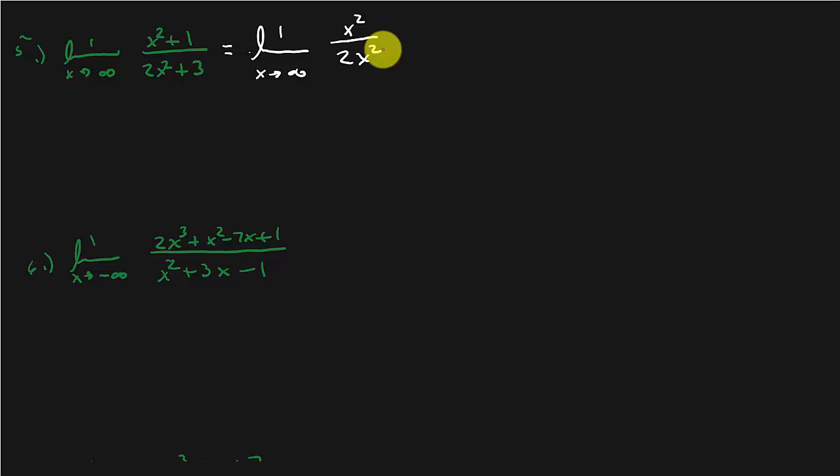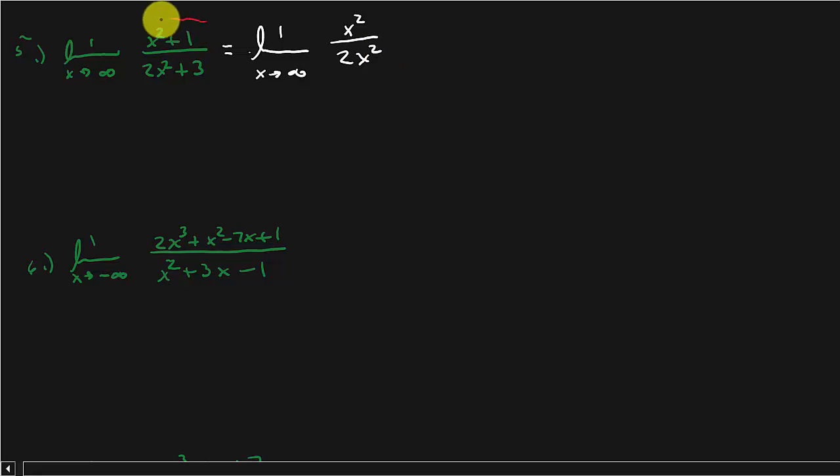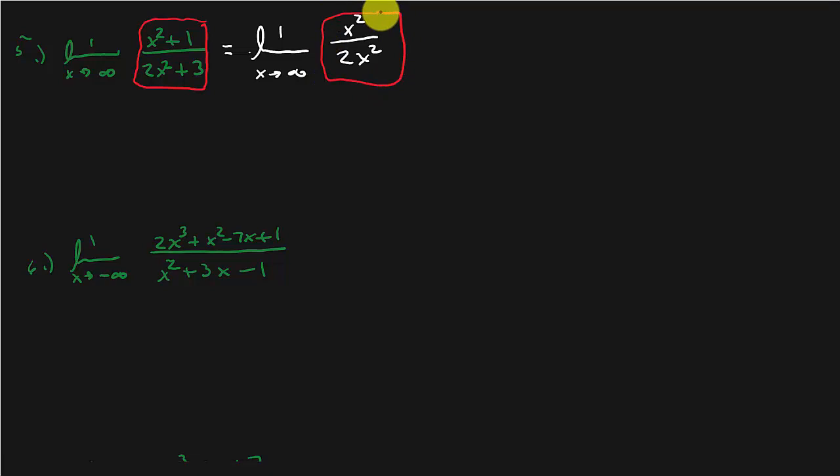Now, what I want you to understand is I am not saying that this is equal to this. I'm not saying that. What am I saying? I'm saying their limits are the same. I'm not saying the functions are the same. I'm saying their limits are the same. All right?